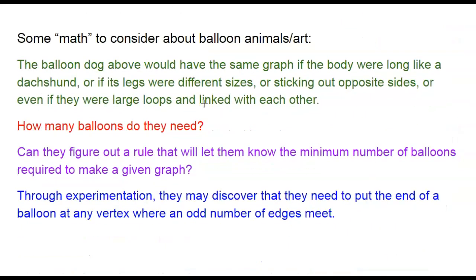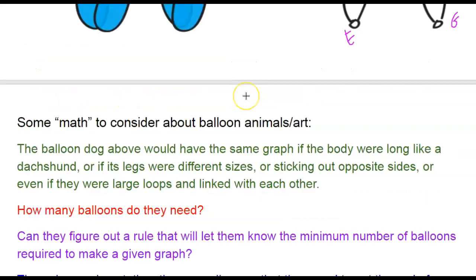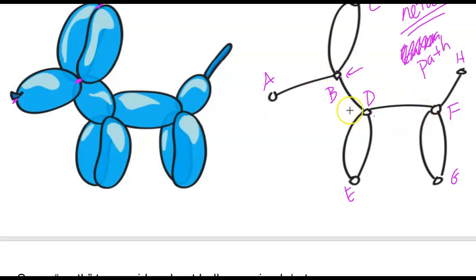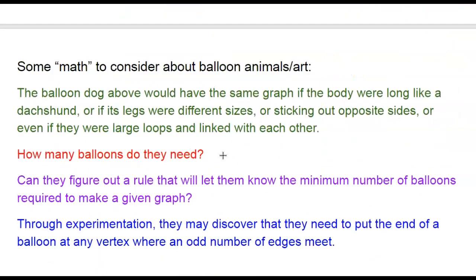All right, so some math to consider. The balloon dog above would have the same graph even if we had a longer balloon or if it was a different dog, if the legs were different sizes. So we're not going to make these weighted paths. That's how that could apply, okay? It could be a different shape a little bit, larger loops linked with each other, things like that.